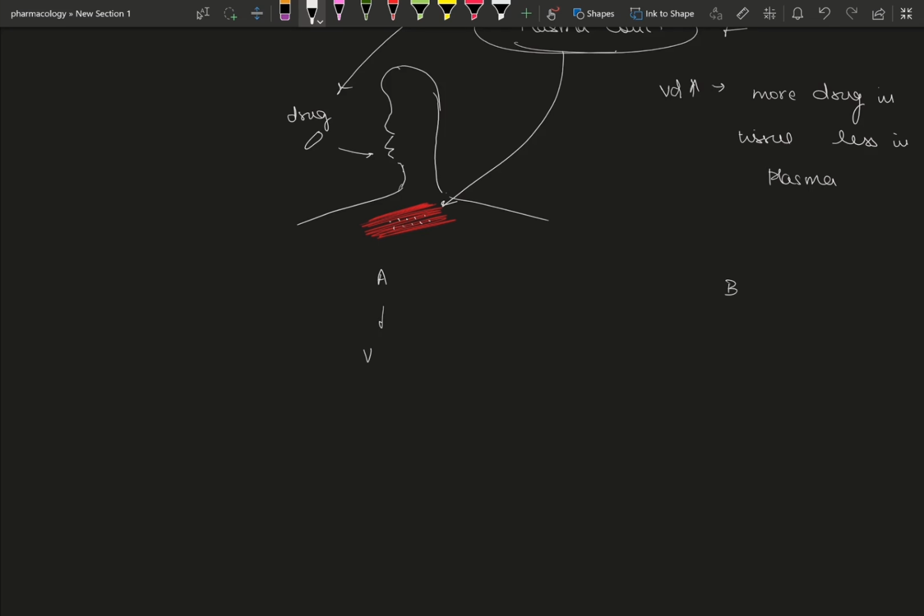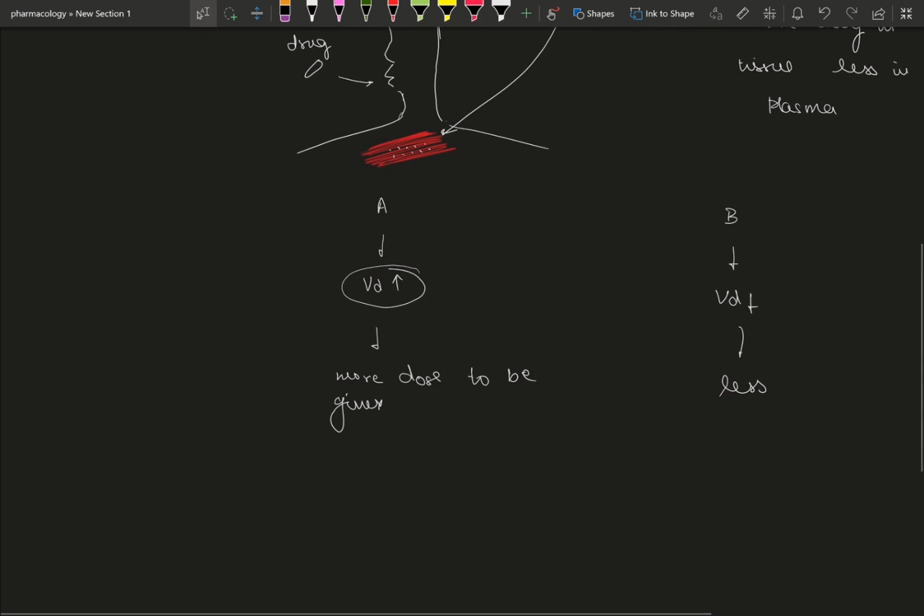Let us consider these two things. Let us say we have drug A and drug B, and we administer them by the oral route. A has a high VD and B has a lower VD. A with high VD would mean that plasma concentration would be low, and to generate the therapeutic effect, we would have to give a greater dose of drug A as compared to drug B. Now this particular concept of more dose, which is to be administered in case of a drug having higher VD, is known as the concept of loading dose.